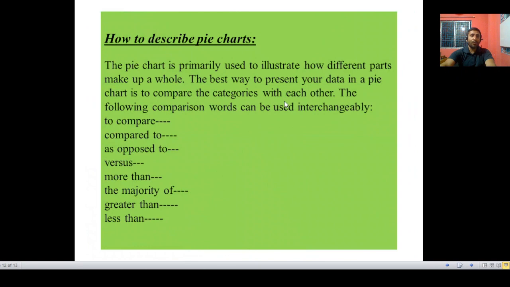And next one, we have to know about how to describe pie charts. A pie chart is primarily used to illustrate how different parts make up a whole. The best way to present your data in a pie chart is to compare the categories with each other. That means comparing one slice to another. The following comparison words can be used interchangeably: compared to, as opposed to, versus, more than, the majority of, greater than, less than.